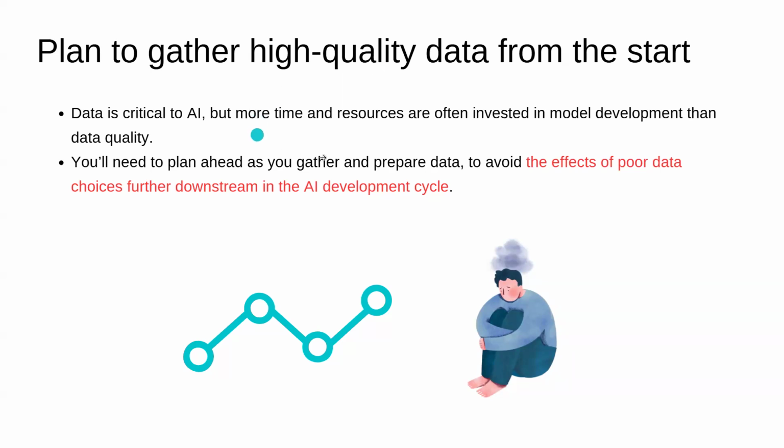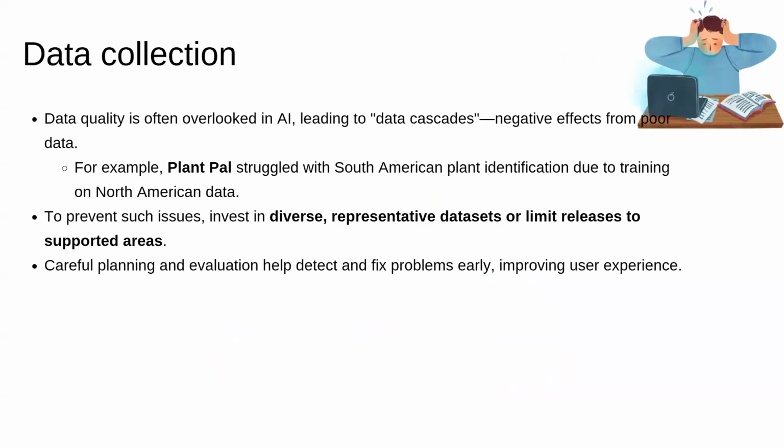So if you don't do a good job in the data collection part, it may impact the downstream in the development life cycle, right? As I mentioned, your predictions, recommendations, they all will be very bad, right? So data quality should not be overlooked in AI, because later data cascades, negative effects from the poor data, will be problematic in your AI development.